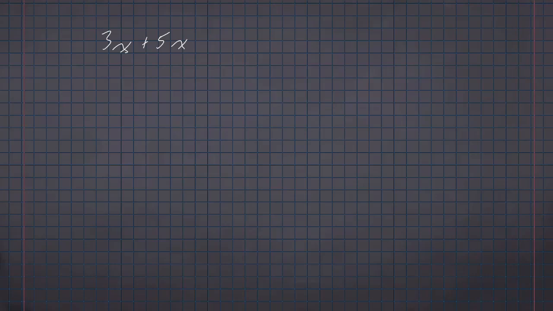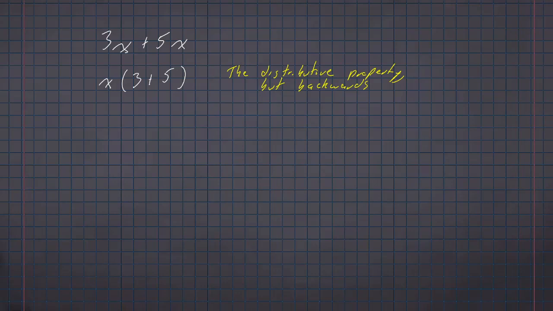But because I have the distributive property in my back pocket, I can be a little bit sneaky. Notice that if I distributed x times the quantity 3 plus 5, I would get x times 3, or 3x. I would get x times 5, or 5x. So in this step, I use the distributive property, but backwards.